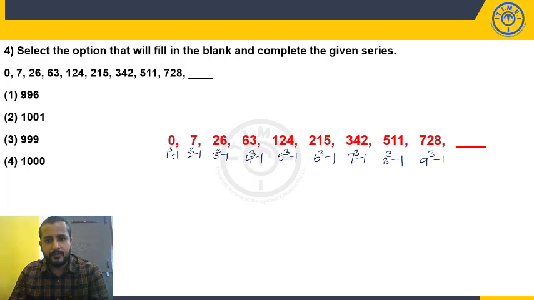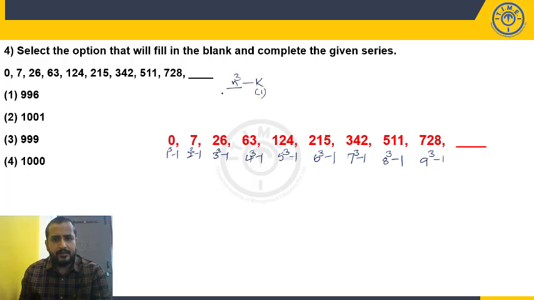What is this pattern? Consecutive natural numbers. 1, 2, 3, 4, 5, 6, 7, 8, 9. Consecutive natural numbers. And every time I am subtracting what? 1. So constant k is 1, where n is a natural number. So what is the next after 9? 10. And the logic applied? Cube minus 1. So 10 cube is 1000 minus 1, 999. Choice 3.